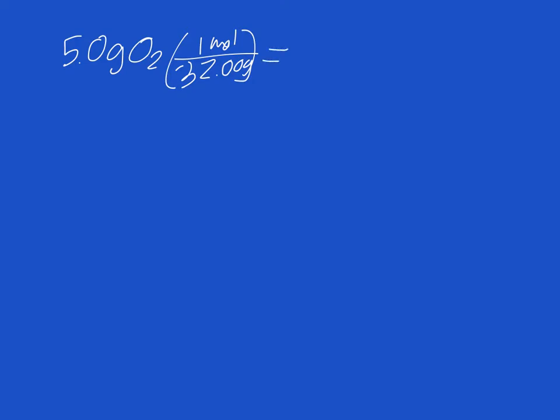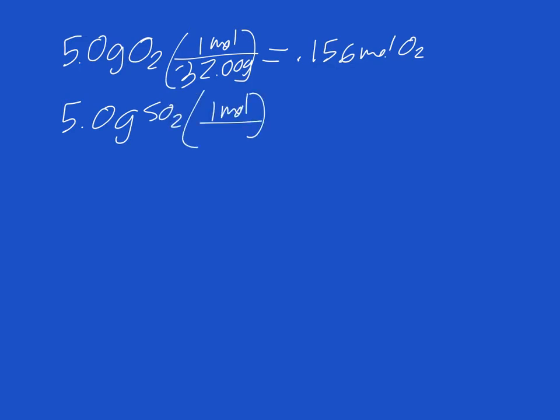Okay, so we first need to convert to moles, so we're going to start with 5.0 grams of O2, and that has 1 mole is 32 grams. Okay, so that will give me 0.156 moles of O2. Just going to carry an extra significant figure at this point, and we'll solve that later. And then I'm going to do the same with the SO2, 5.0 grams of SO2. And that is 64.07 grams. Alright, so now we're going to plug them in.